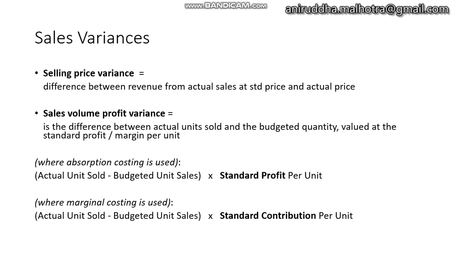So you should have a clear idea about what absorption costing is and what marginal costing is and how you calculate standard contribution. So quick reminder, you calculate your standard contribution by deducting all your variable cost from your revenue. So when you remove only the variable cost from your revenue, you end up with standard contribution. So once again, your sales volume variance is nothing but the difference between the number of units that you were supposed to sell and what you actually sold, multiplied either by standard profit or standard contribution. So let's have a look at an example now and solve that.